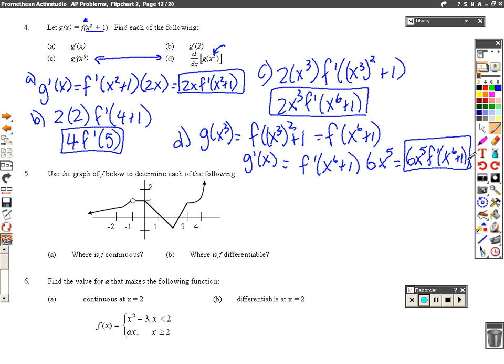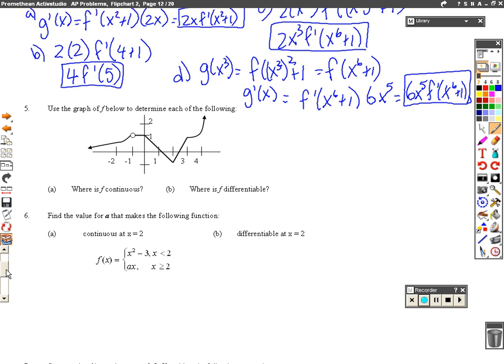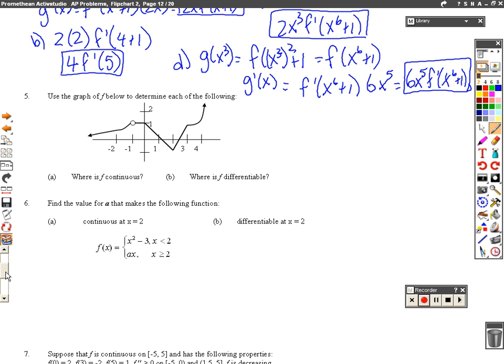Okay, moving on, number 5. Use the graph of f to determine each of the following, where it's continuous. Okay, continuous has to satisfy 3 things. We need to know that the limit as x approaches a of f of x exists. We need to know that f of a exists. And we need to know that the limit as x approaches a of f of x equals f of a. If this is true, then it's continuous.